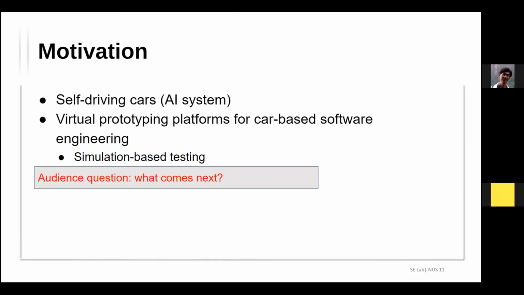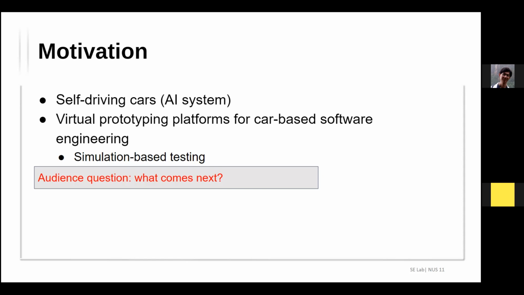Yeah, a volunteer. Maybe I can rephrase Darren's question. For now, we have a virtual prototyping platform for designing self-driving car systems. So the first step is that we want to have the simulation-based testing. And Darren, would you please be more specific on what is simulation-based testing?